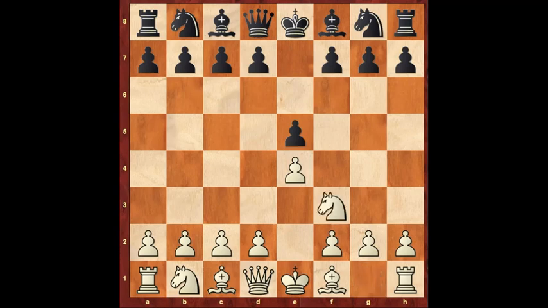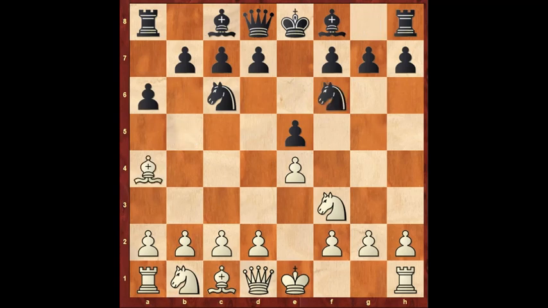I said knight to f3. It said knight c6. I said bishop b5. And at some point it says, oh, you're playing the Ruy Lopez opening, which is correct. So it has some moves programmed into its memory, apparently. And it's playing good moves. It says a6. I move my bishop back. And then we have knight f6. I played d3. And now bishop c5.